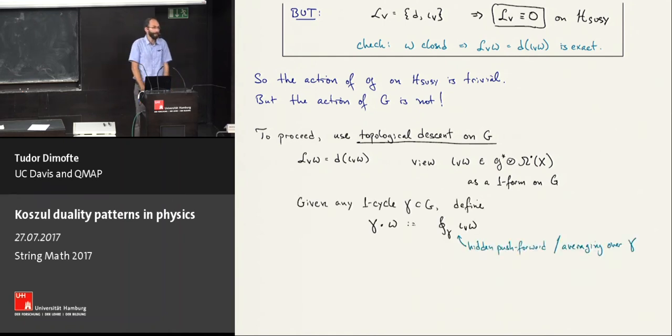And then we can just pick a one cycle and integrate. The formula here is not exactly right. What I mean by that integral is first to promote this one form that's actually living in the tangent space at the identity to a form on the entire group, and then integrate that.